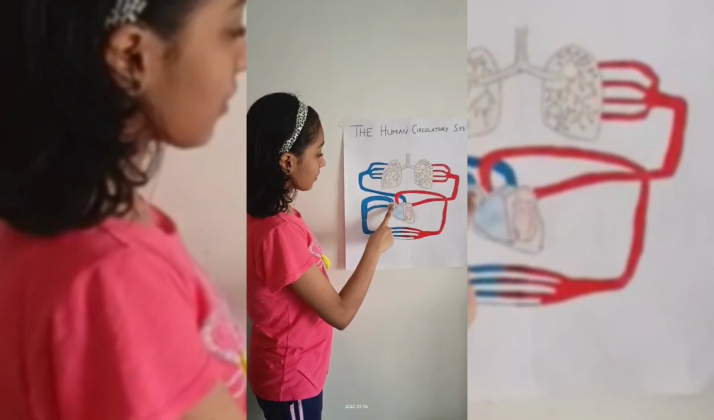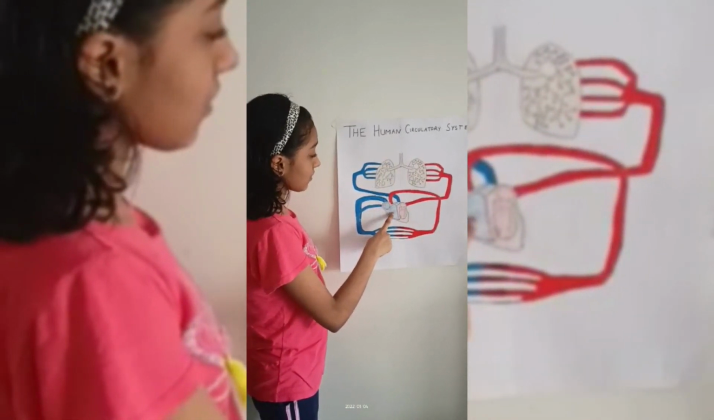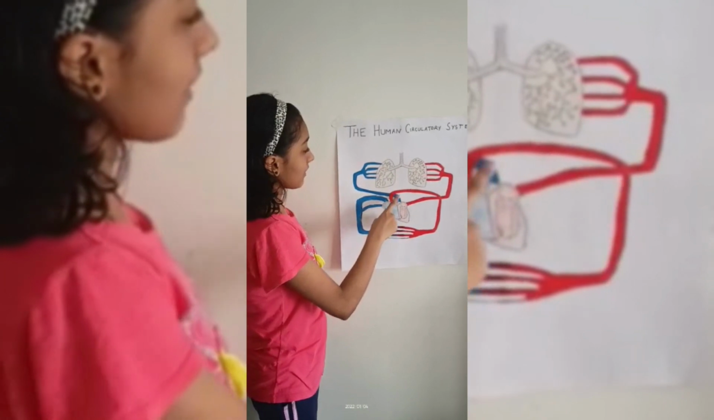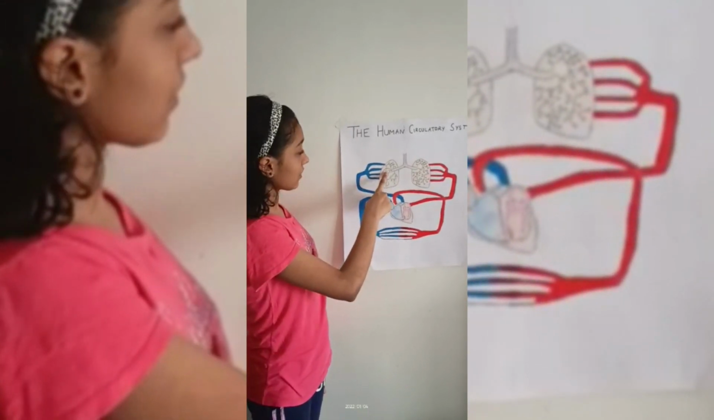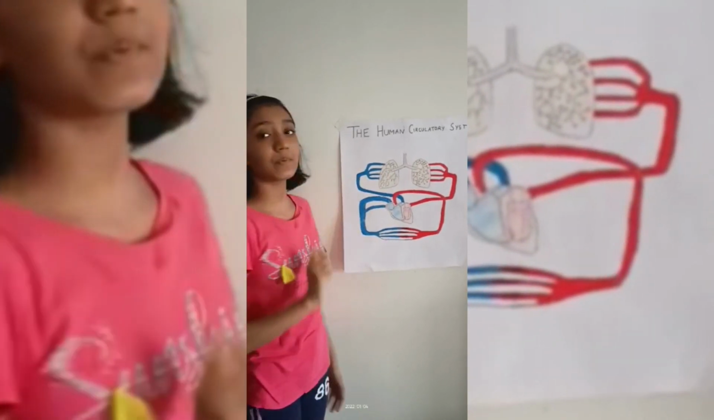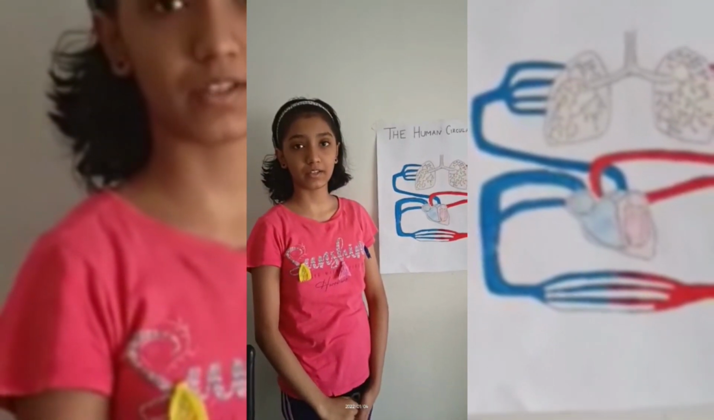Then the deoxygenated blood is passed on to the right ventricle and then to the lungs for oxygenation through the pulmonary artery. This process continues throughout our life cycle.